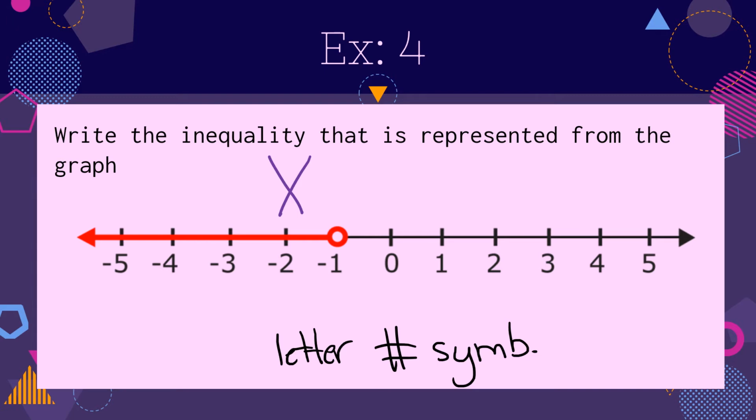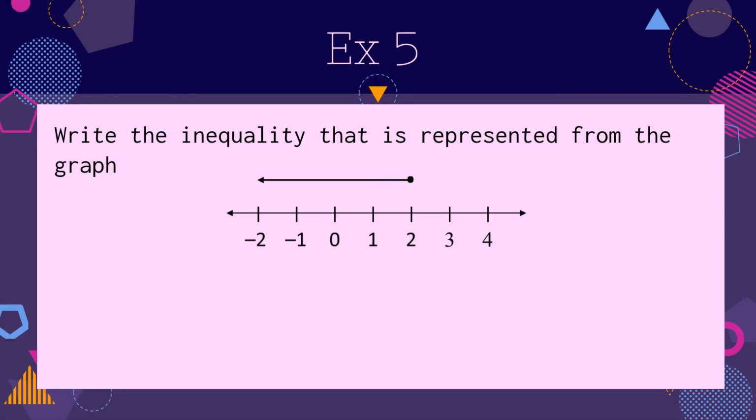The number I'm talking about is -1. That's where my circle is contained. Next, I shaded left, so I want to point left, meaning less than. And then I have to decide, should I put a bar under it? Should this be "or equal to"? Nope, it shouldn't be, because that circle is open. Because it's open, we don't have "or equal to." So there's my inequality.